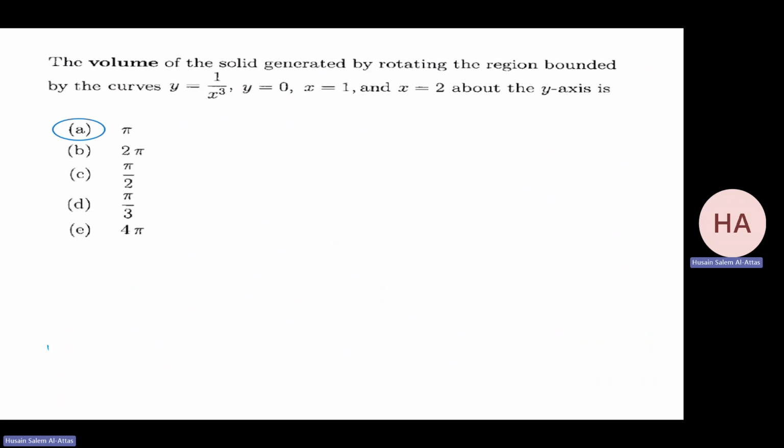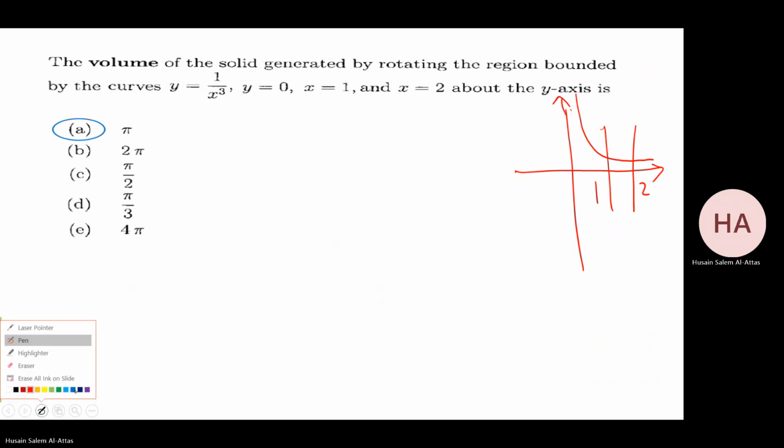The volume of the solid obtained by rotating the region bounded by the curves y equals 1 over x cubed, I think it will do something similar to 1 over x, and y equals 0, the x-axis, x equals 1, x equals 2. I think we did something similar, so let me do it quickly. And that will be my line. The axis of revolution is what? The y-axis. So this is my axis of revolution.